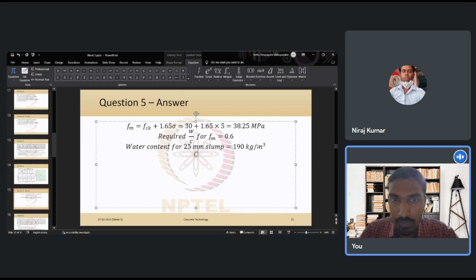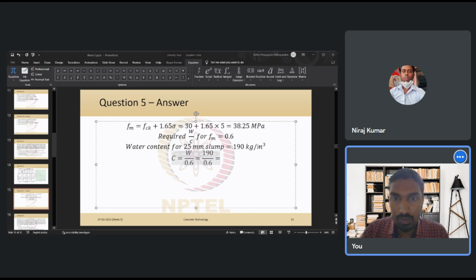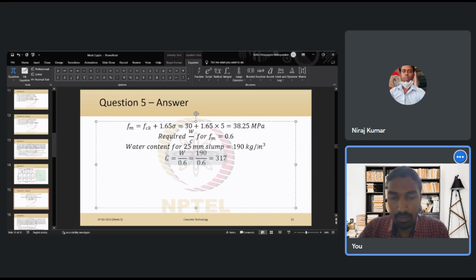So C is equal to W by the water to cement ratio, which is 0.6, right? So it will be 190 by 0.6. That will give you the cement content, which will be around 370 kilograms per meter cubed, right? So using the water content calculated and the water to cement ratio found, we get the cement content.